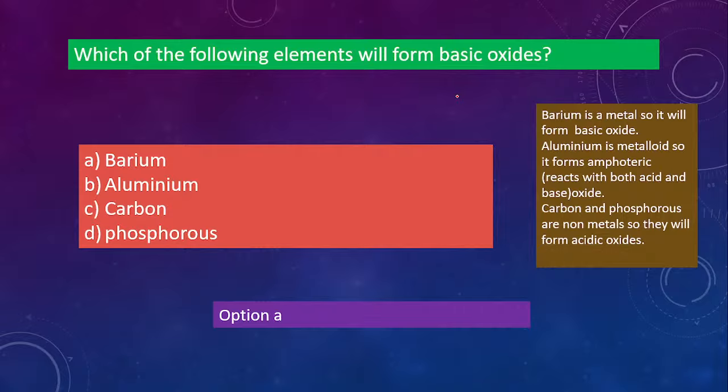That's why aluminium cannot be the option, क्योंकि वो acidic oxide भी form करता है, basic oxide also. Carbon and phosphorus are non-metals, so they cannot form basic oxide; they will form acidic oxide. So keep a note: aluminium is amphoteric because it's a metalloid, so it will react with both acid and base. So aluminium cannot be the answer. Okay, we come to the next one.